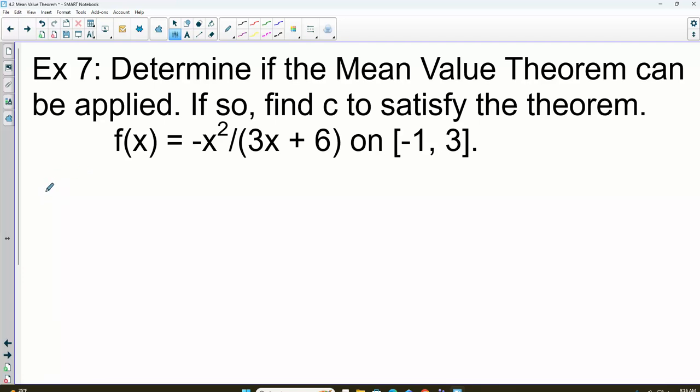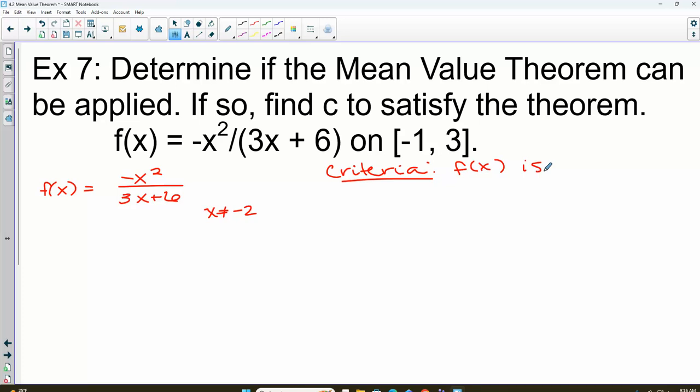So my function is -x squared over 3x plus 6. All right, my criteria, it has to be continuous. Where is this not continuous? Because the denominator would be 0. So I know right now x can't be -2. So it is continuous on -1 to 3, since that -2 is not in that interval.